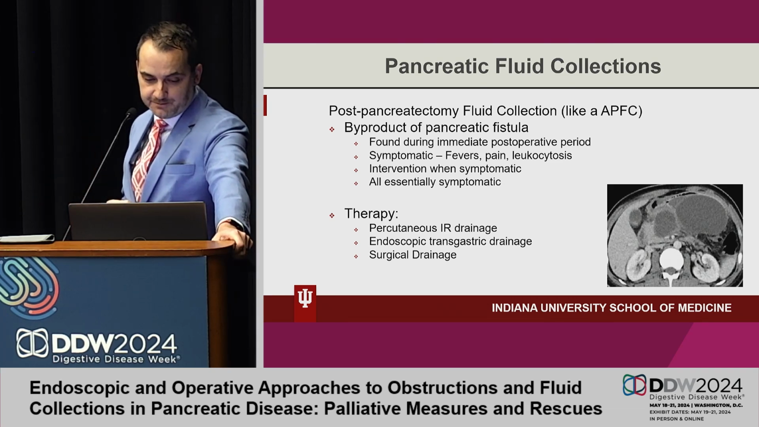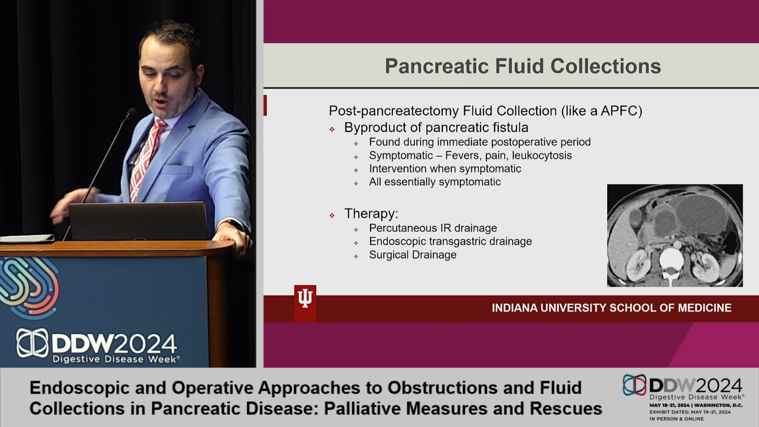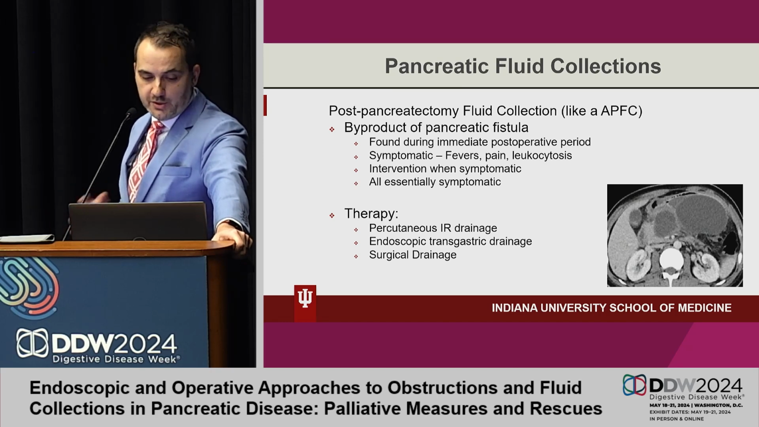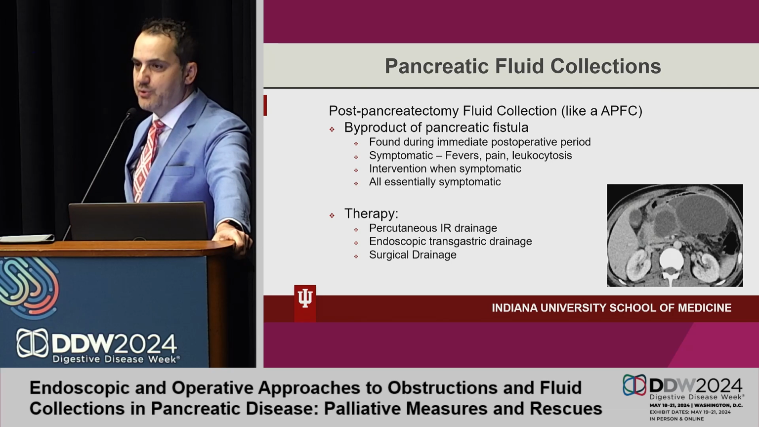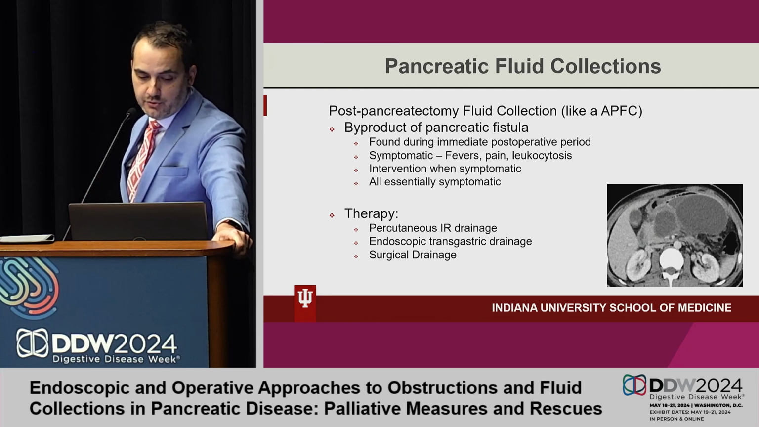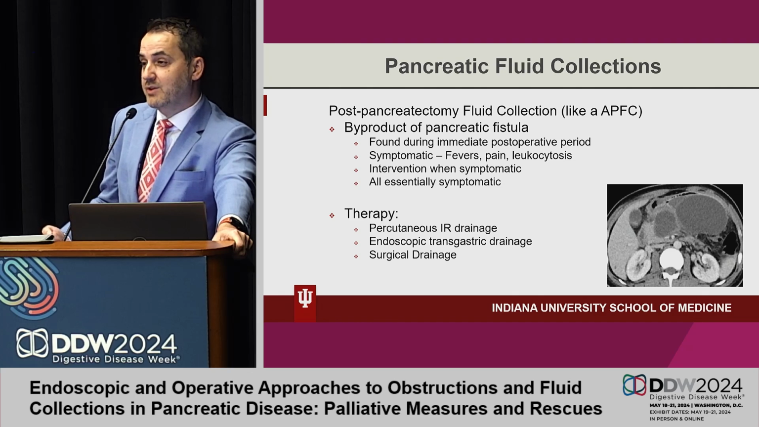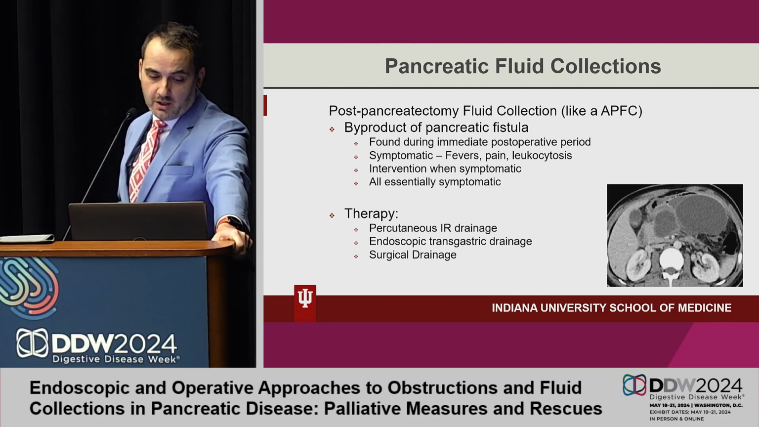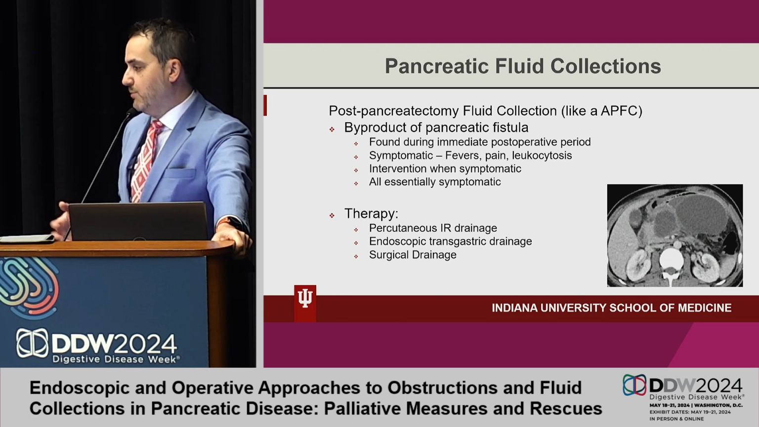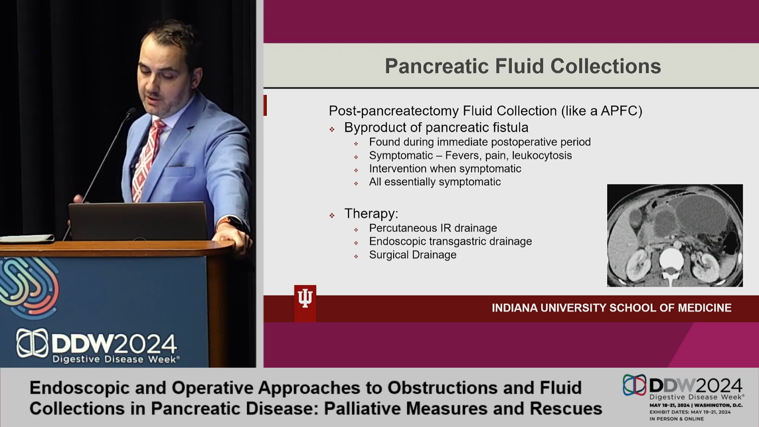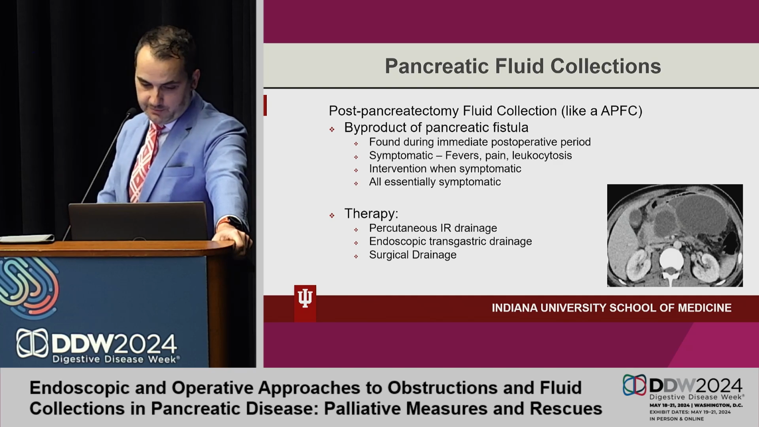These are almost always found because they're almost always symptomatic: fever, pain, leukocytosis, failure to thrive immediately after your surgery. Hopefully they're inpatient, but many of these patients will present a week or two after they're discharged. And intervention when symptomatic, I've had a couple which were essentially asymptomatic that you watched and they could resolve, but most of them at some point are probably going to need intervention. And so again, all the same options: percutaneous drain, endoscopic, and surgical drainage.